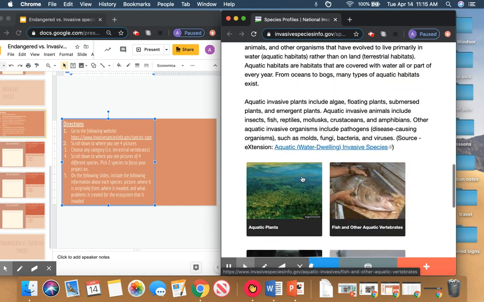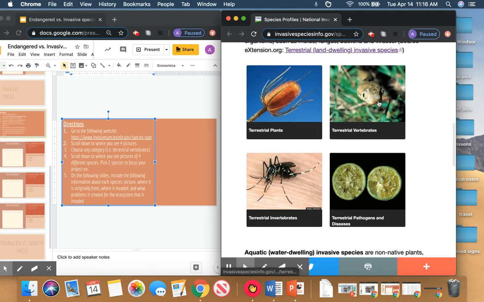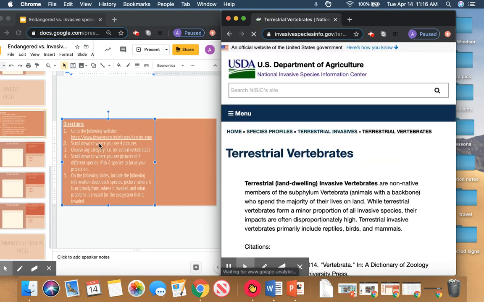Now if I keep scrolling, I'll find aquatic. Aquatic means water, so these are water plants and animals. You can choose either. I'm going to choose terrestrial vertebrates because I like snakes, so I'm going to click on that. It says choose any category, so I chose terrestrial vertebrates.